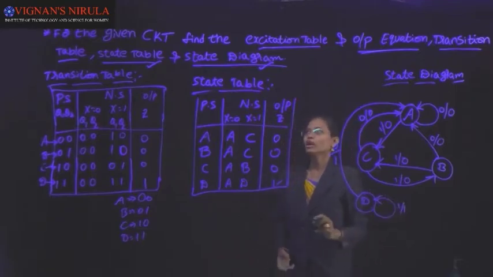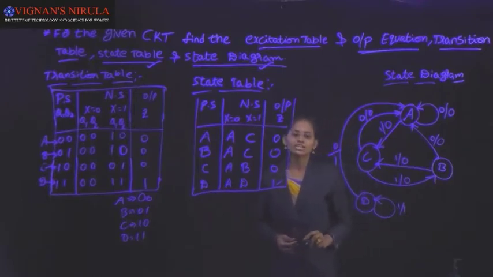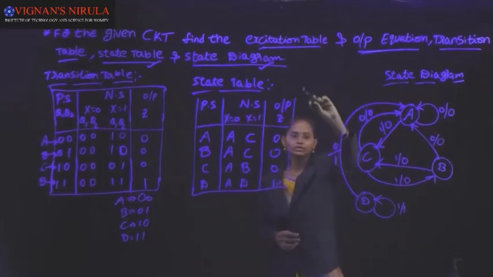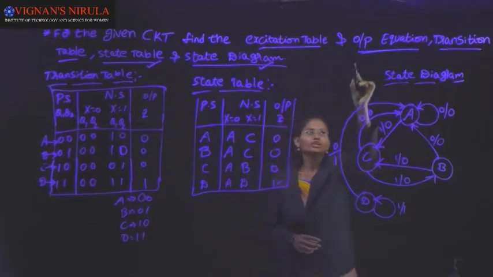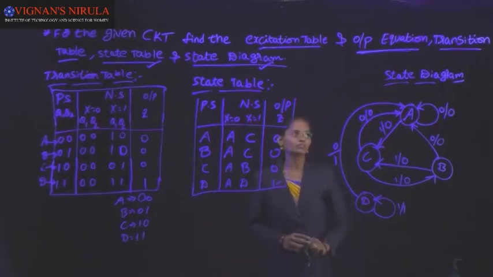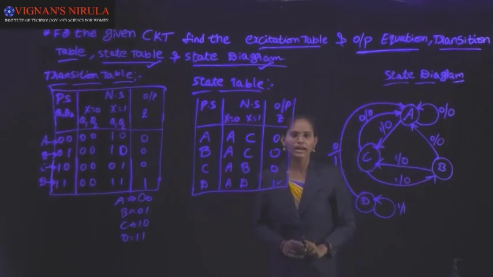This is the overall analysis of a sequential circuit. First, start with the logic diagram, then find the excitation table. By using the excitation table, first find the output equations and write down the equations. Next, find the transition table and the state table, and then draw the state diagram. Okay, thank you.